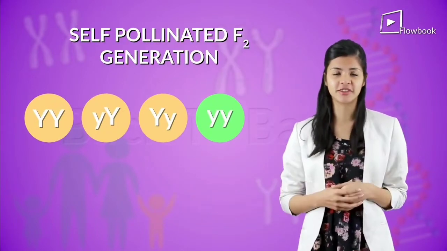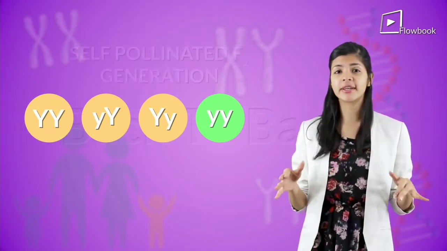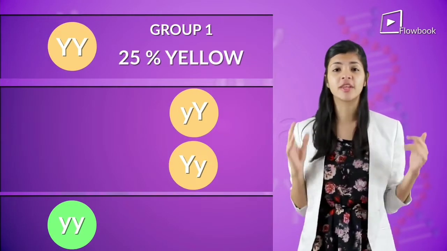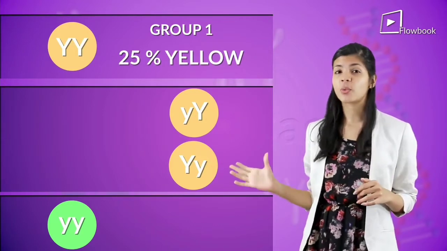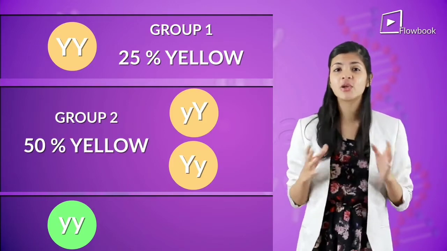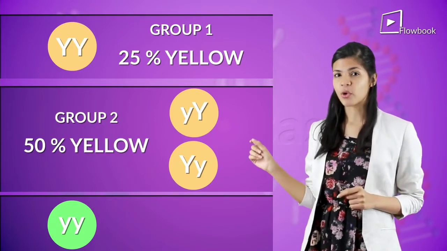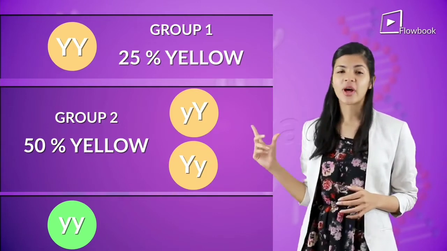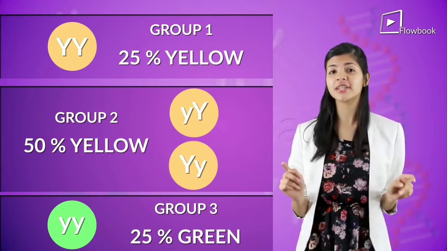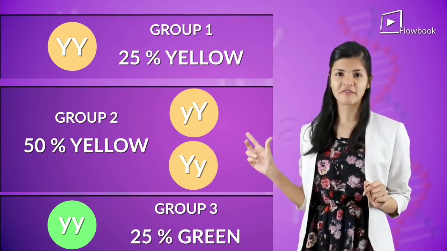Now that we know how to use a Punnett square, let's try to examine what exactly happened when Mendel self-pollinated the F2 generation. First of all, he split them into 3 different groups. The first group had the 25% of the yellow seeds that had the Y factors. The second group had the 50% of the yellow seeds that had Y and y factors. The third group had the 25% of the remaining green seeds with the y factors.